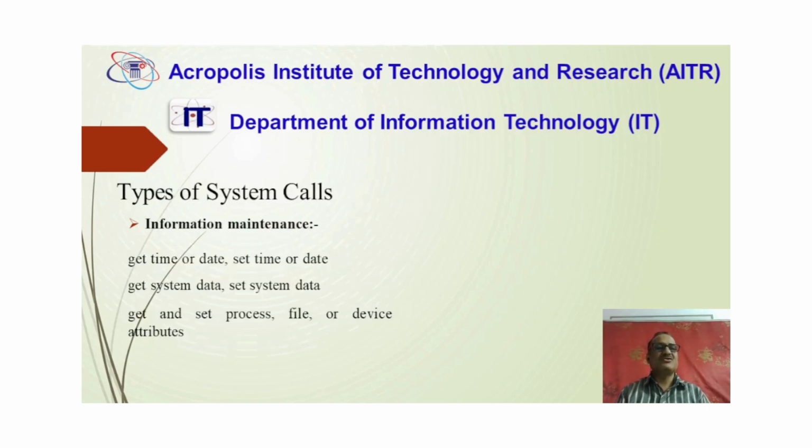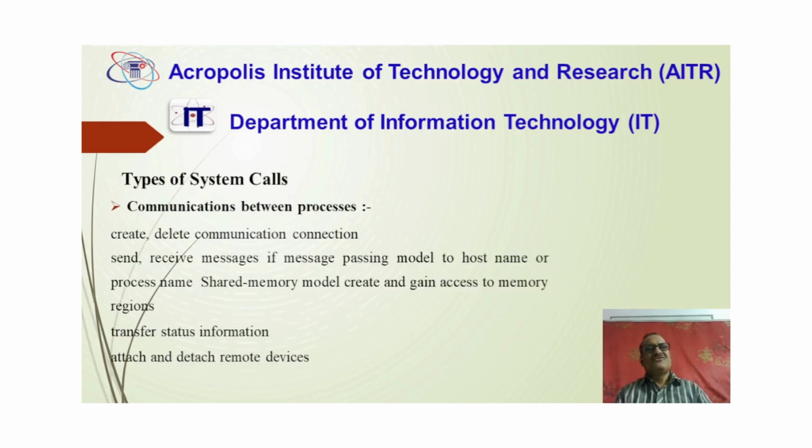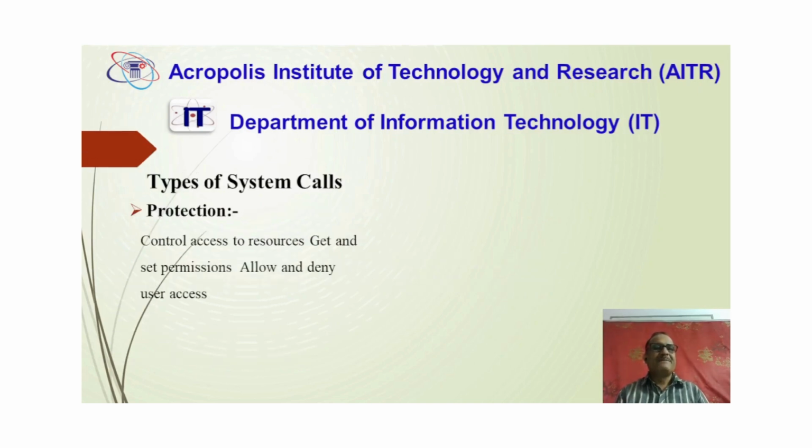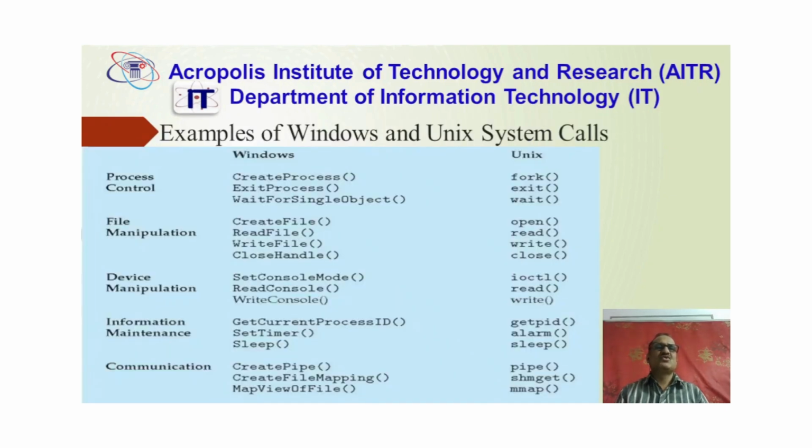Information maintenance system calls: get time, date, set time, get system data, set system data. Some communication system calls: create, delete communication connection, send and receive messages, transfer the message, attach the file. Protection: if it has to be given, then the system calls will be access to resources, get and set permissions, and so on. These are some examples of Windows and Unix system calls.